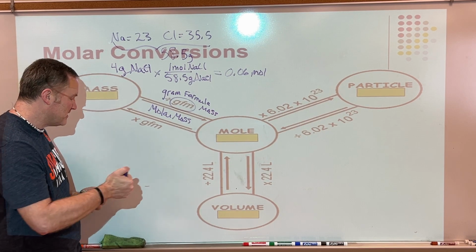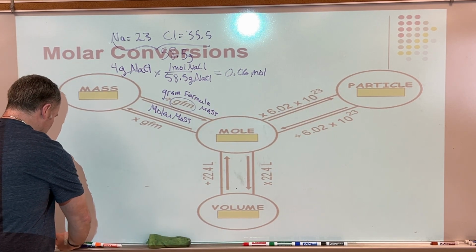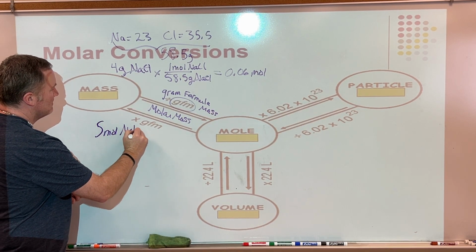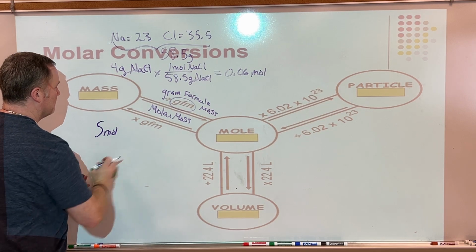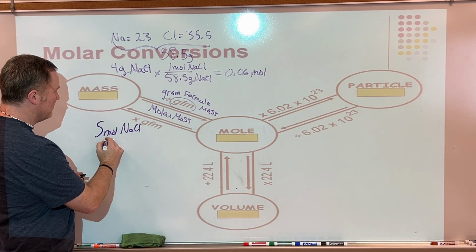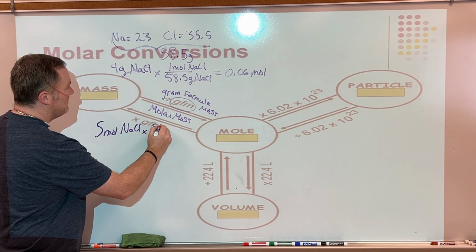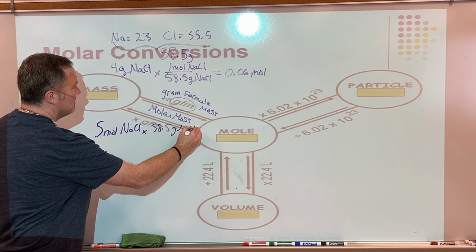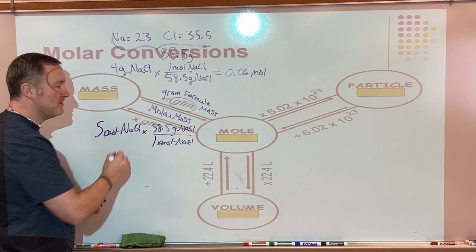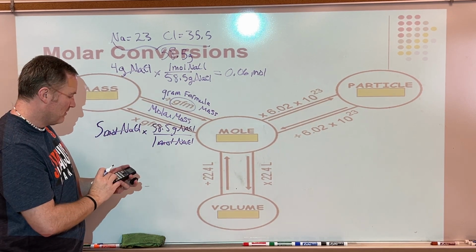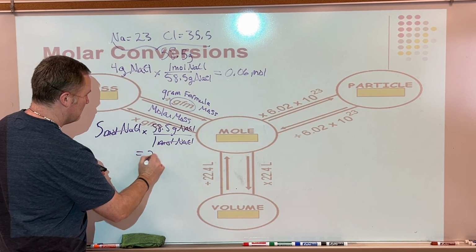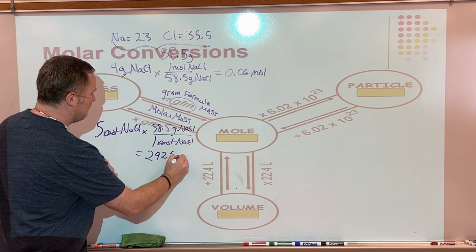So let's say, for example, you have 5 moles of salt, and you want to know what the mass of that would be. All I would do is then multiply it. I know that 58.5 grams of salt is 1 mole of salt. So that mole of salt cancels out. Now it's just a multiplication. So 5 times 58.5 equals 292.5 grams.